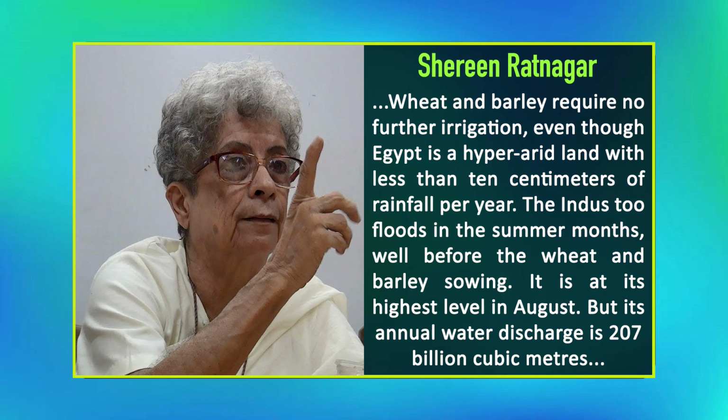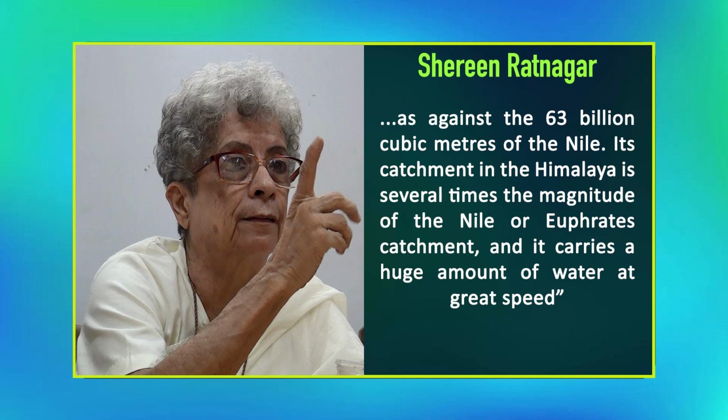of rainfall per year. The Indus too floods in the summer months well before the wheat and barley sowing. It is at its highest level in August. But its annual water discharge is 207 billion cubic meters as against the 63 billion cubic meters of the Nile. Its catchment in the Himalayas is several times the magnitude of the Nile or Euphrates catchment, and it carries a huge amount of water at great speed.